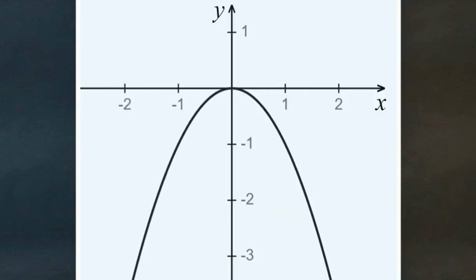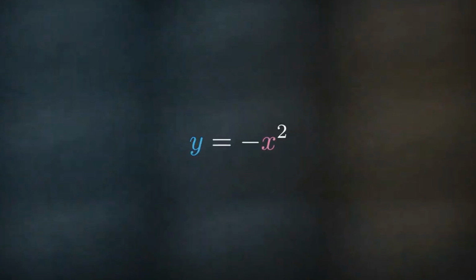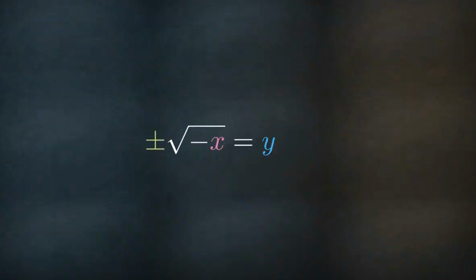This is a downward opening parabola, representing the quadratic function g of x equals negative x squared. It passes straight through the origin at 0, 0. We apply the same algebraic process here. We swap the x and y variables to get x equals negative y squared. To solve for y, we divide by negative 1 and take the square root. This leaves us with y equals plus or minus the square root of negative x.